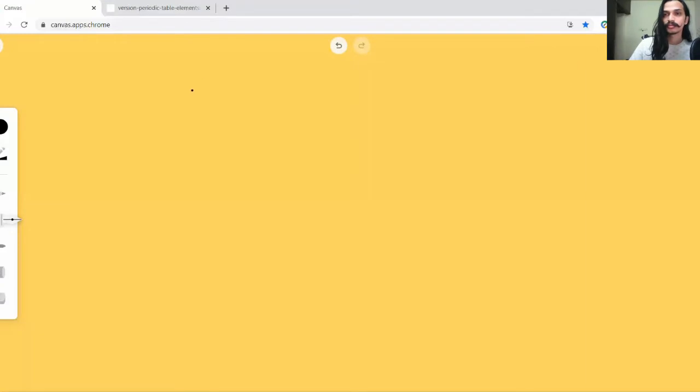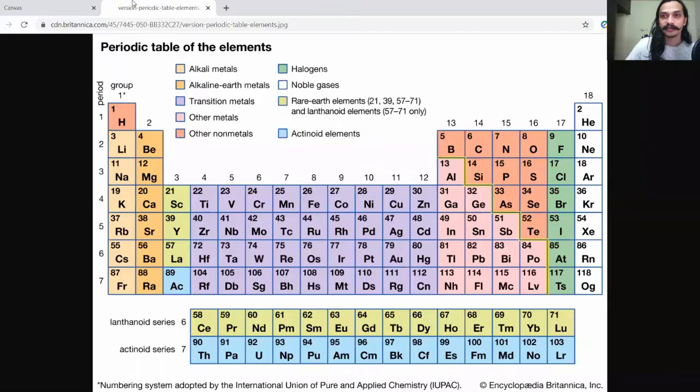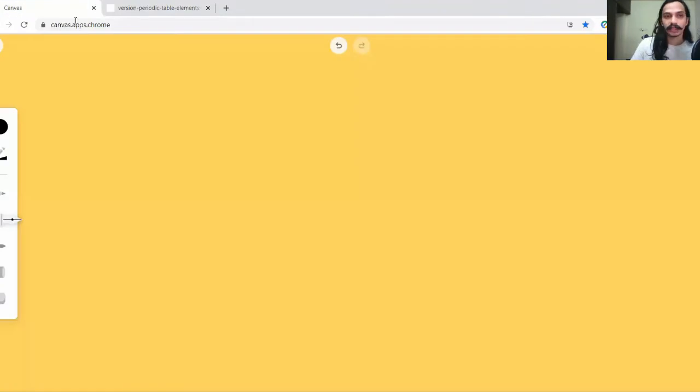Hey guys, so today we're going to be continuing with our previous topic. We're looking at different trends in the periodic table. So I have kept this periodic table here for reference. Today we are going to be looking at a property called atomic radius.